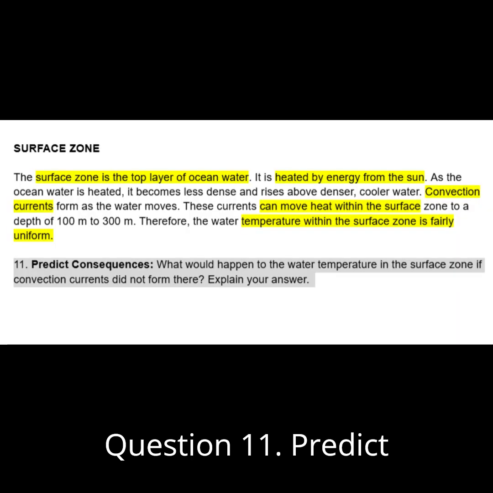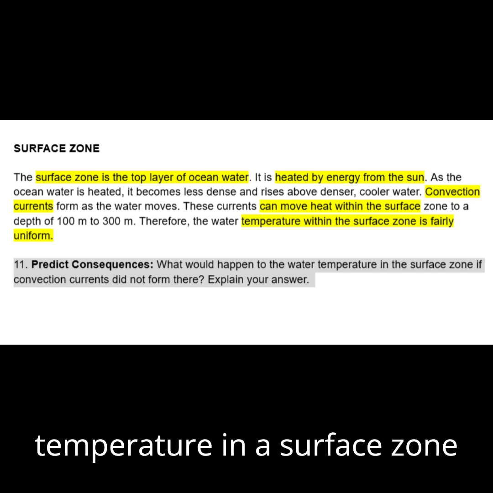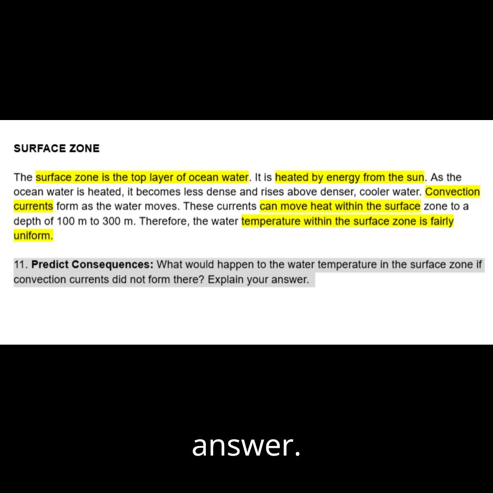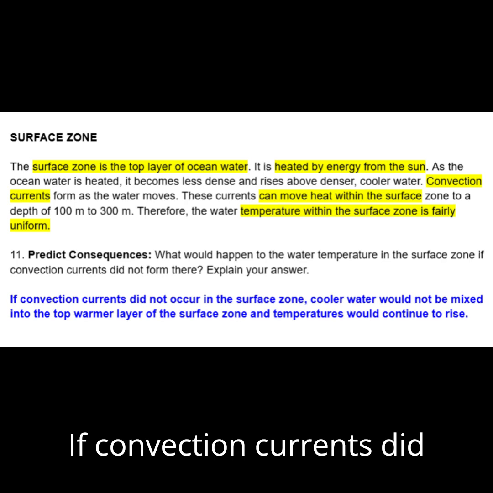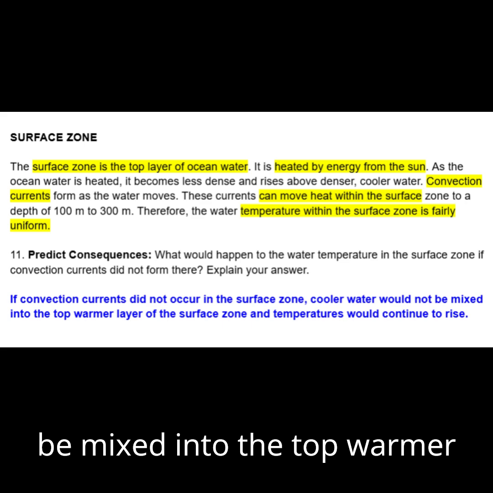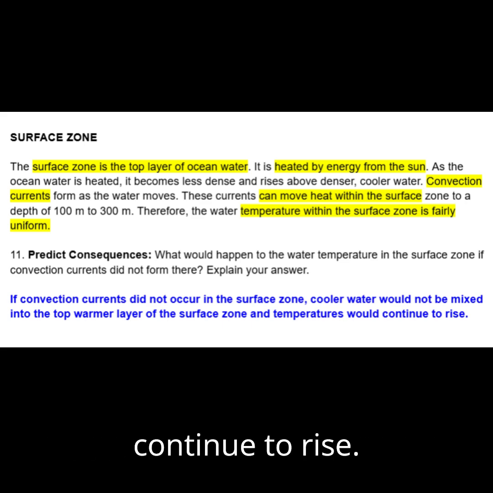Question 11. Predict consequences. What would happen to the water temperature in the surface zone if convection currents did not form there? Explain your answer. If convection currents did not occur in the surface zone, cooler water would not be mixed into the top warmer layer of the surface zone, and temperatures would continue to rise.